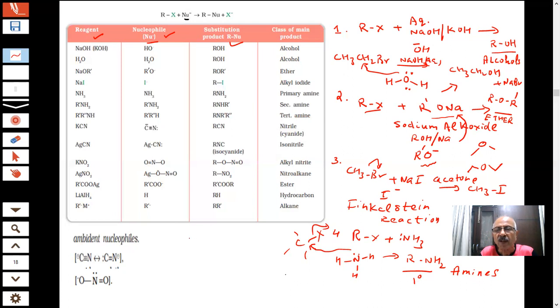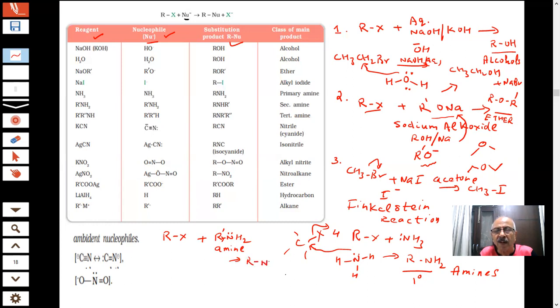Further, students, if I have a compound RX, I react this with R dash NH2. What will happen? What is R dash NH2? This is an amine. It is also a nucleophile, even a stronger nucleophile. As you can see, the R is electron donating. There is a lone pair of electrons. This lone pair is going to attack, and one hydrogen is going to leave with the X.